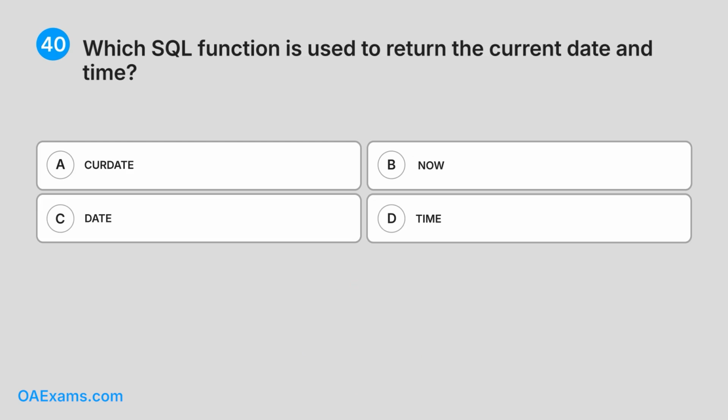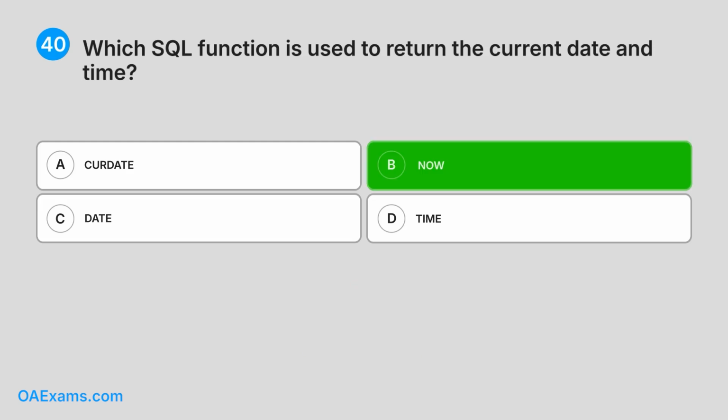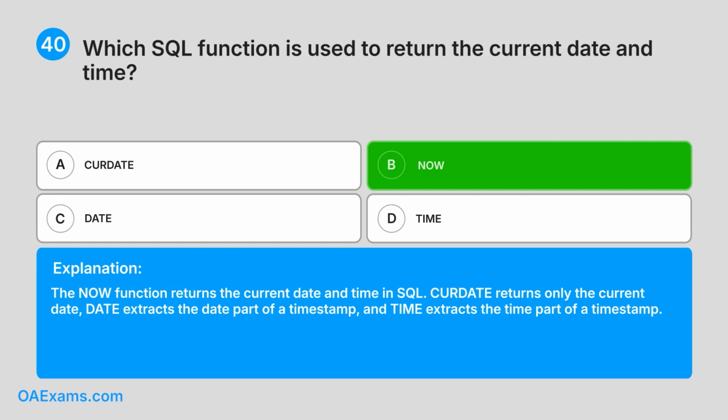Correct answer: B. NOW. Explanation: The NOW function returns the current date and time in SQL. CURDATE returns only the current date, DATE extracts the date part of a timestamp, and TIME extracts the time part of a timestamp.